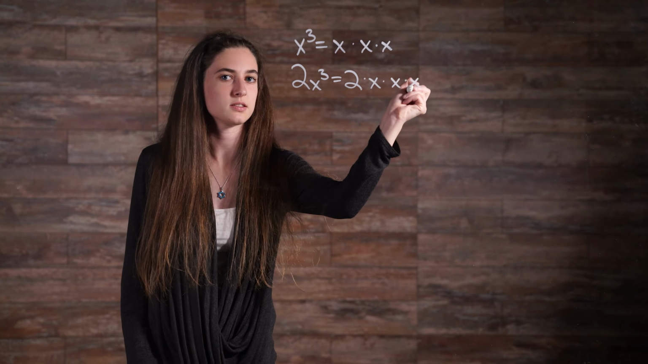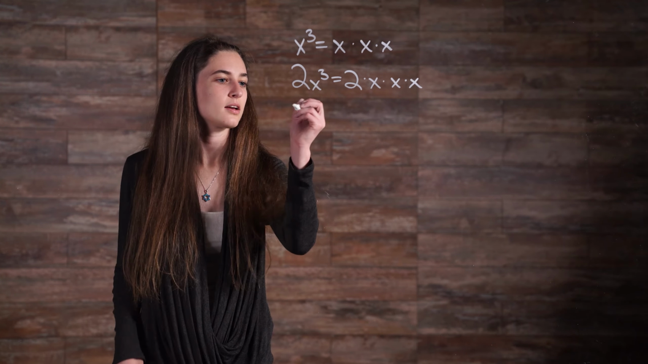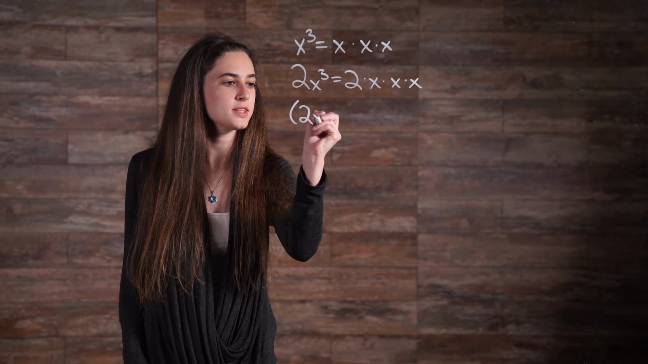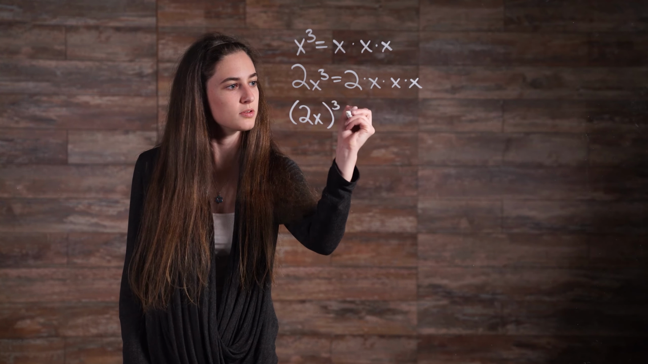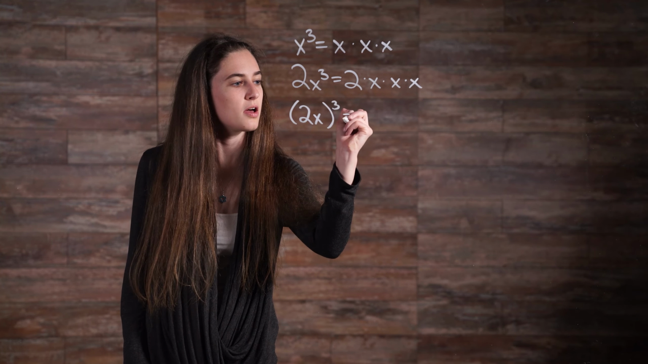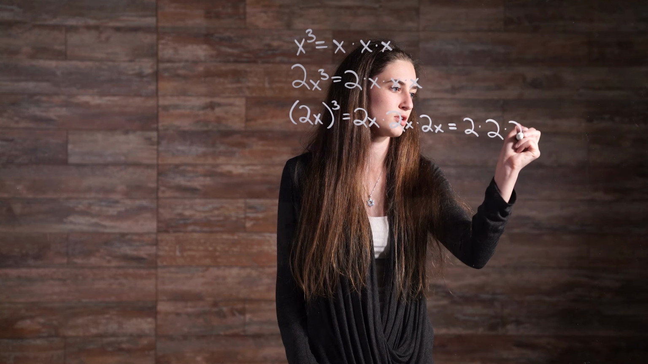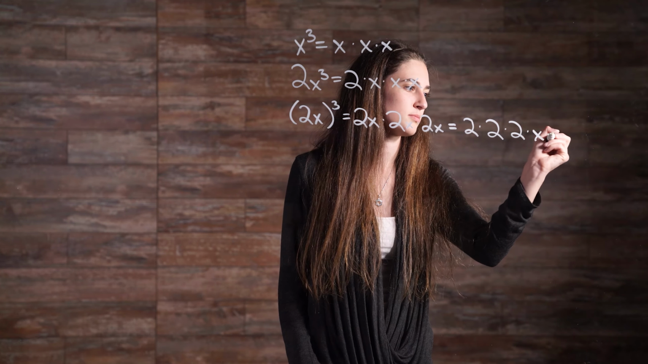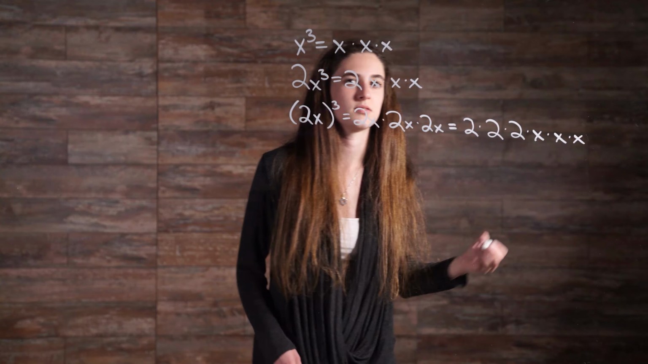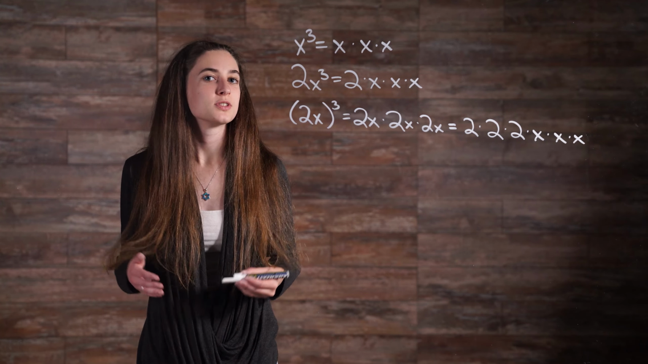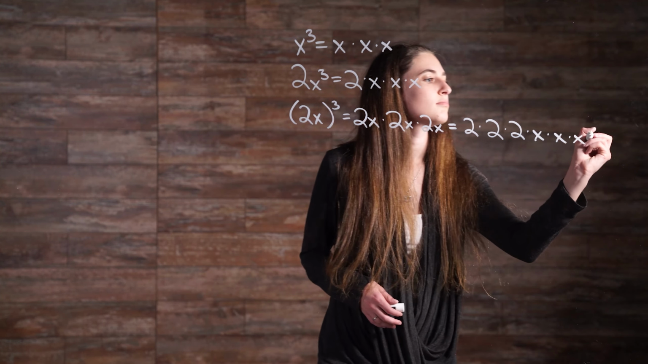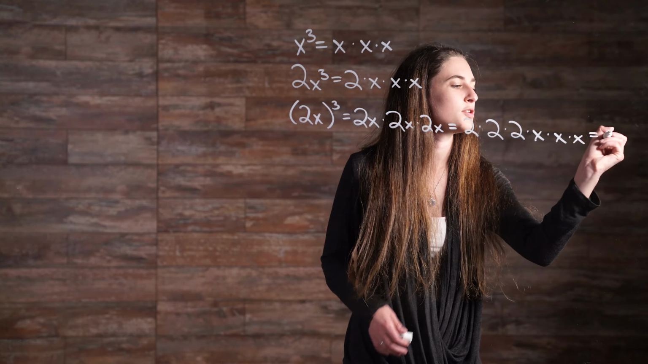Adding parentheses to an expression changes the meaning. If you put in parentheses, (2x) cubed means 2x times 2x times 2x, which is equal to 2 times 2 times 2 times x times x times x, which when you simplify that, gives you 8x cubed.